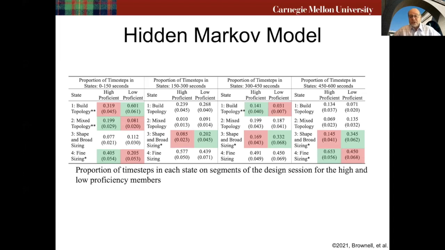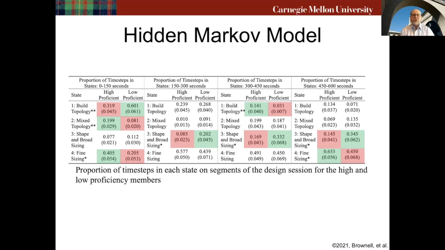What we did is, over these 10-minute sessions, we divided them into quartiles, and we looked at the different behaviors for the high proficiency and low proficiency members. And what we see is anything that's colored is significant, and the green is going to be the higher performing, or the higher number, I should say, and pink is the lower.